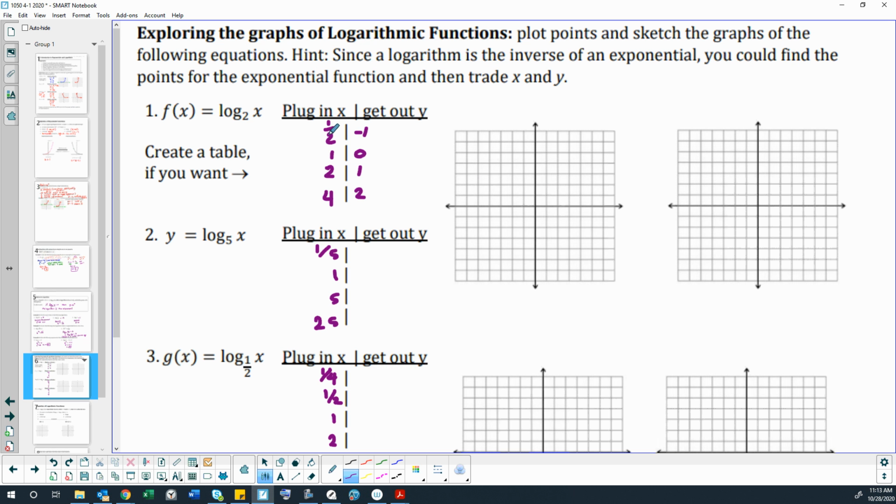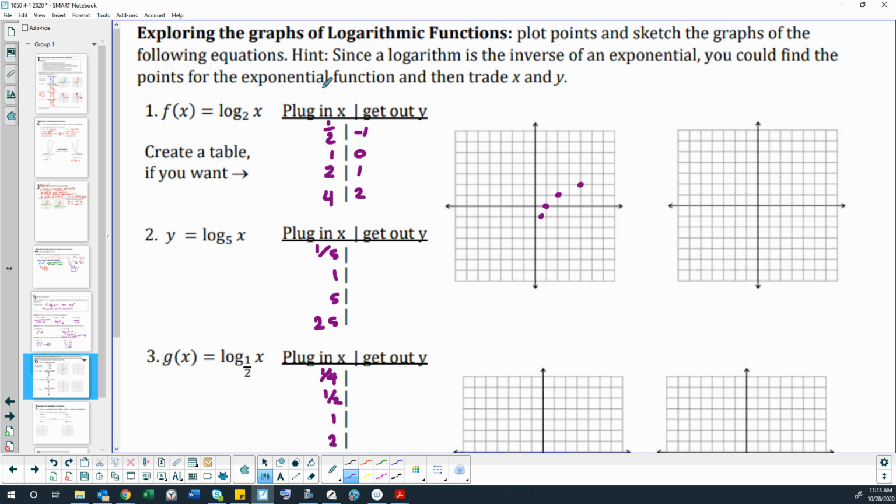So let's graph these and see what's happening to our graph compared to when we did this as an exponential. So we're going to go to the point (1/2, -1), and then (1, 0), and (2, 1), and (4, 2). So here's what our graph is looking like.